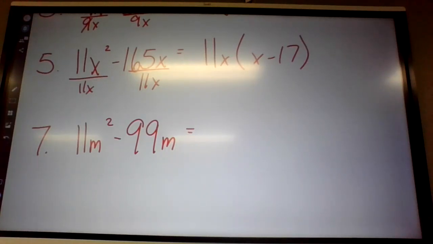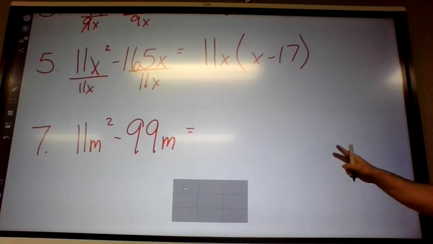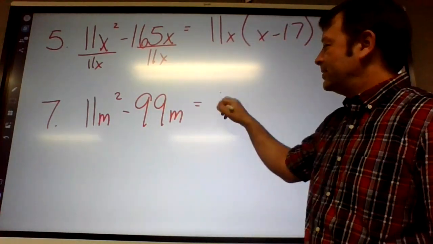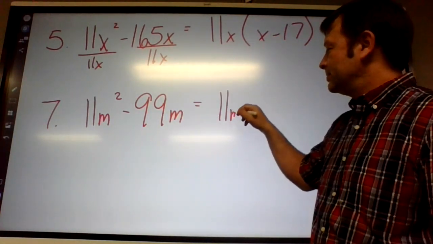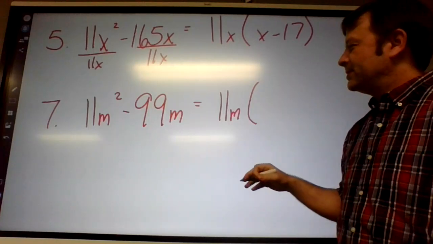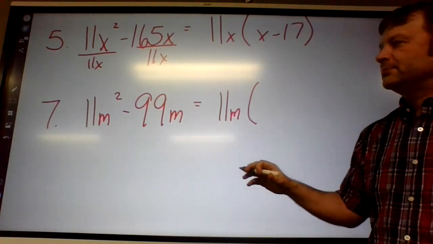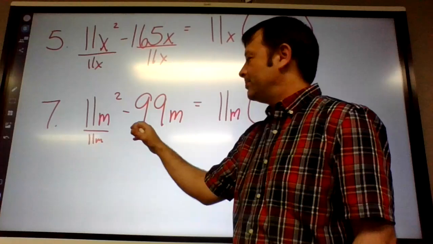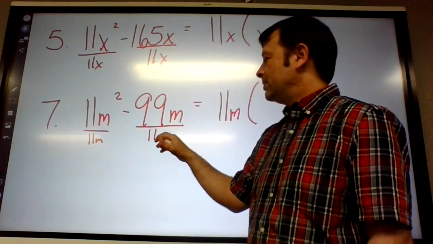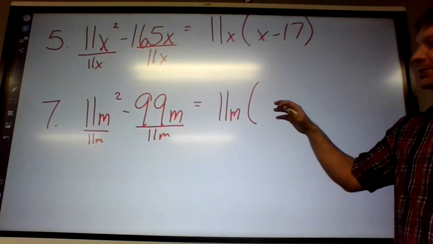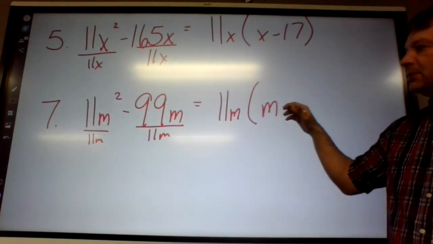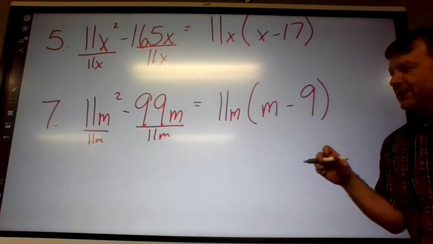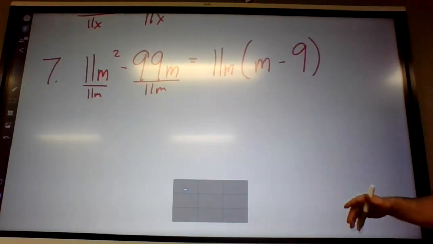All right, Eleanor, what do you think? What comes out of both of these? 11 and M. What's going to be left? You don't have to write this little visual down here, but I'm showing you what we're doing. We're dividing 11M out of both of those. Yeah, that's right.